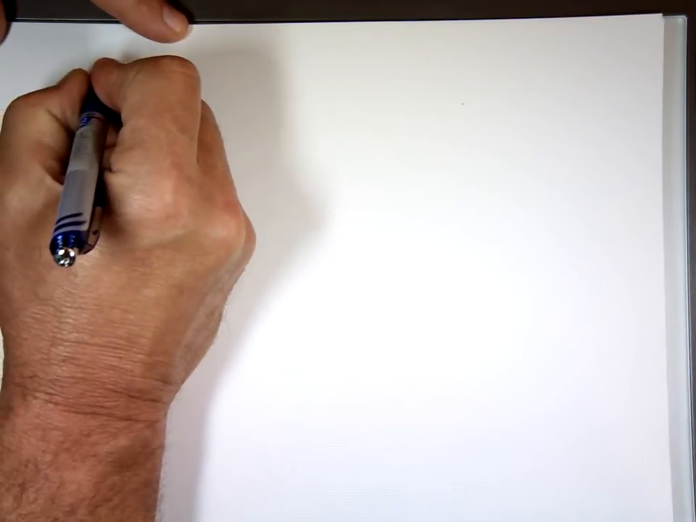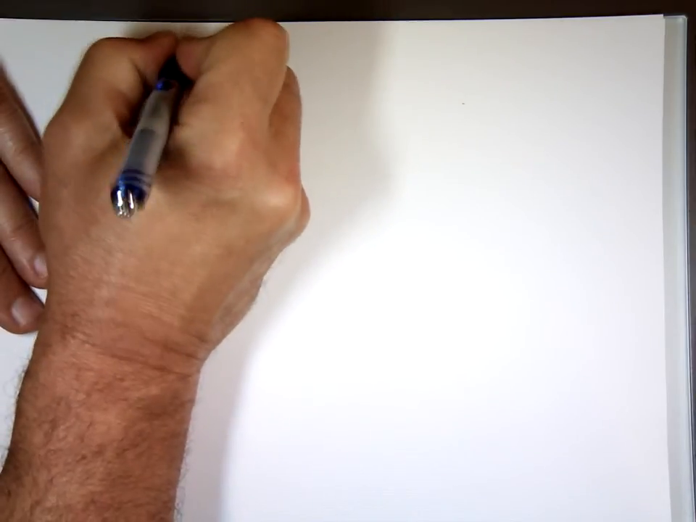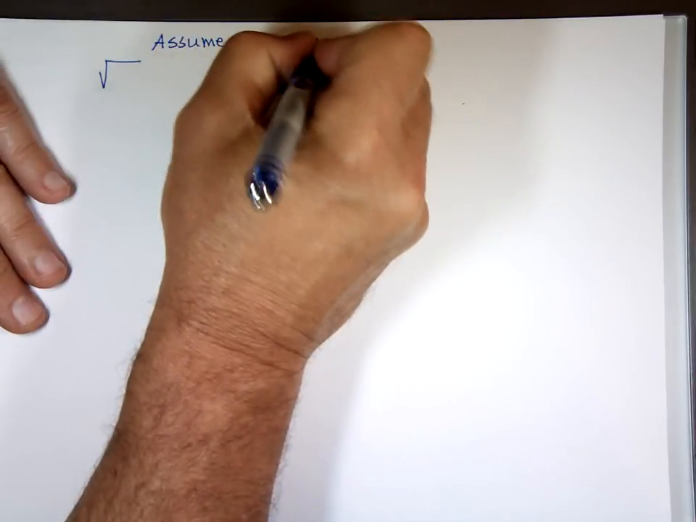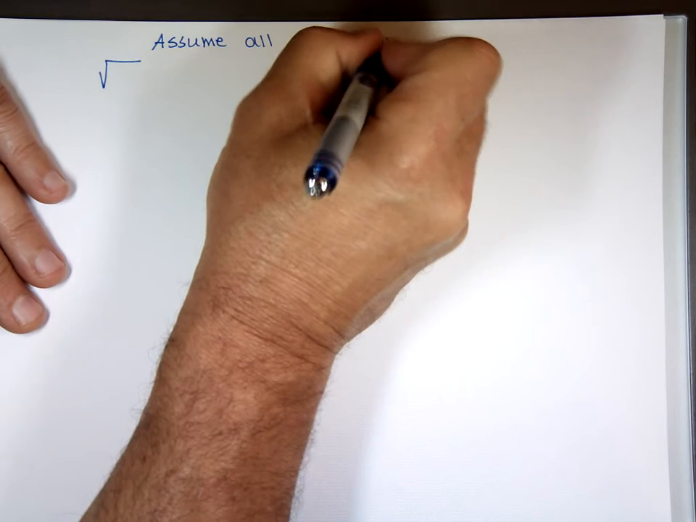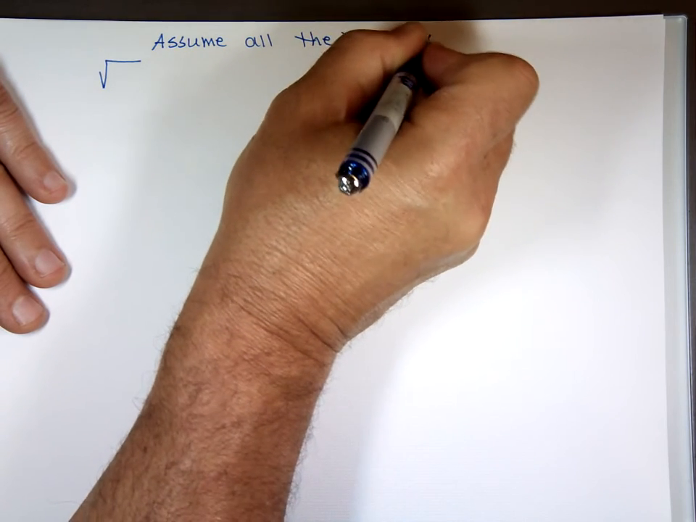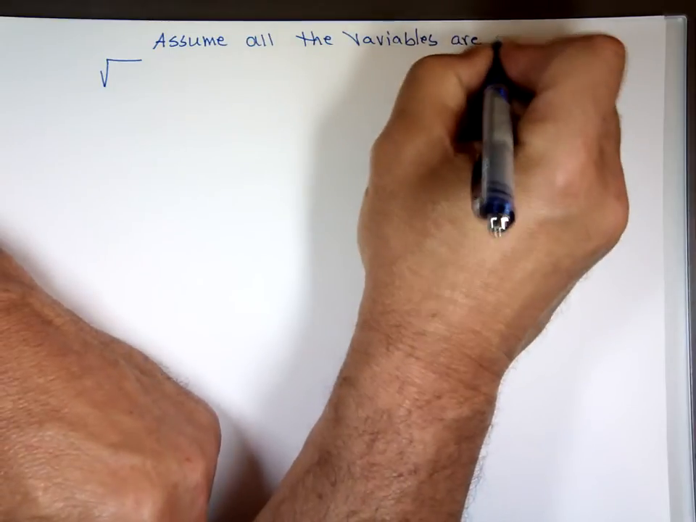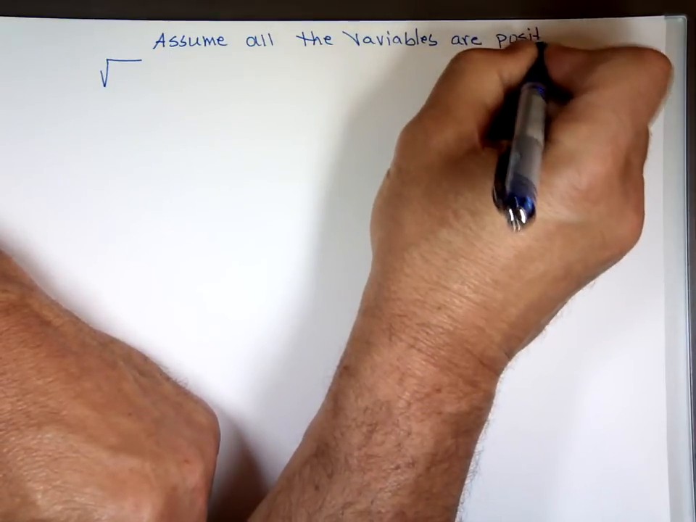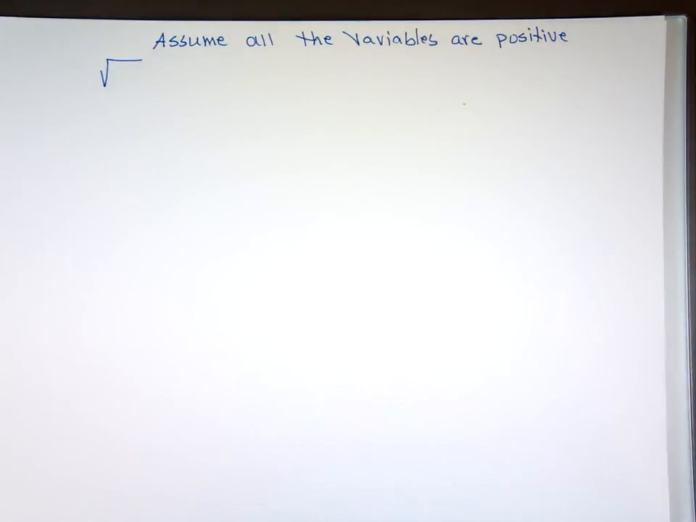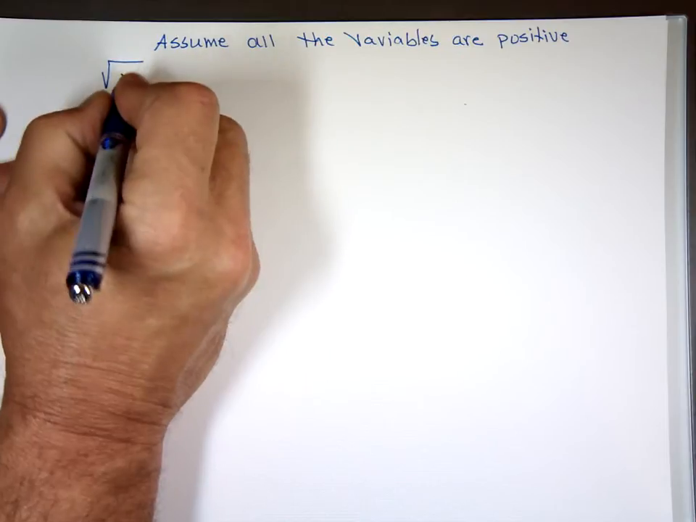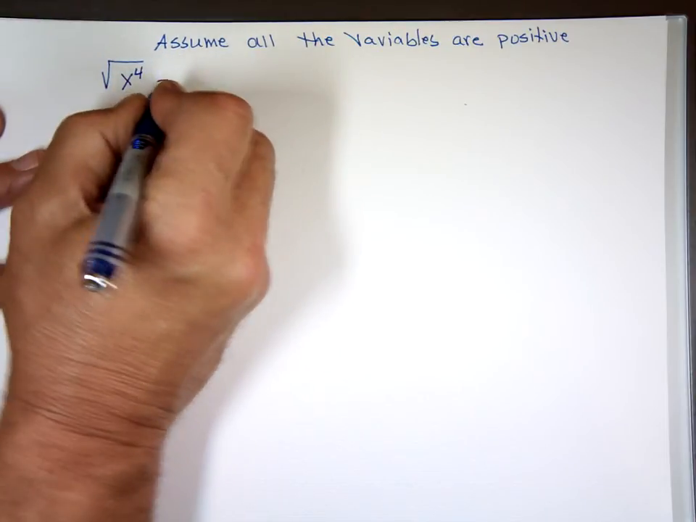So let's practice some of these. I'll put this on the top: all the variables I'm going to be using are positive numbers or positive values. What's the square root of x to the 4th? What do you think?